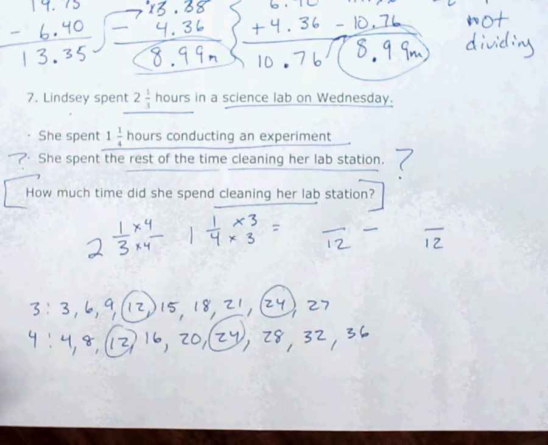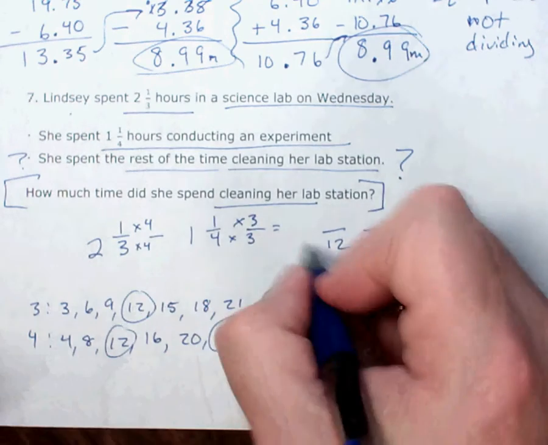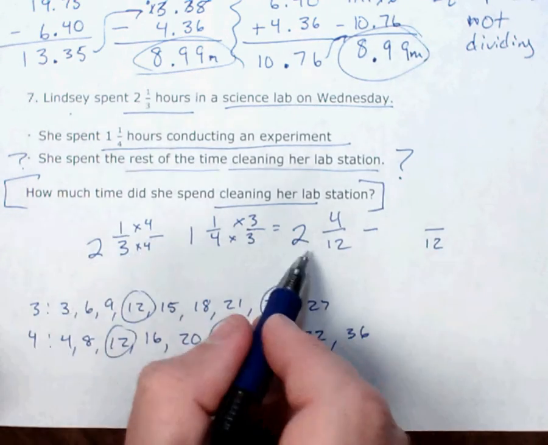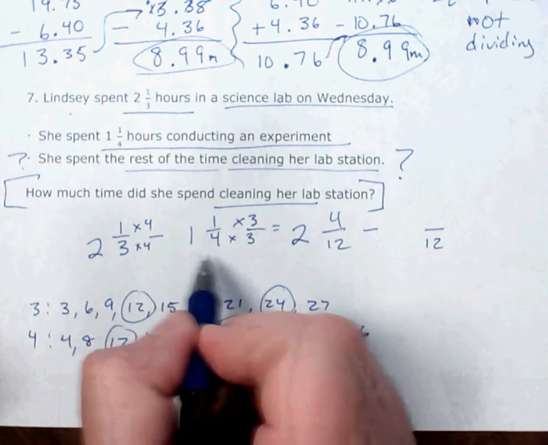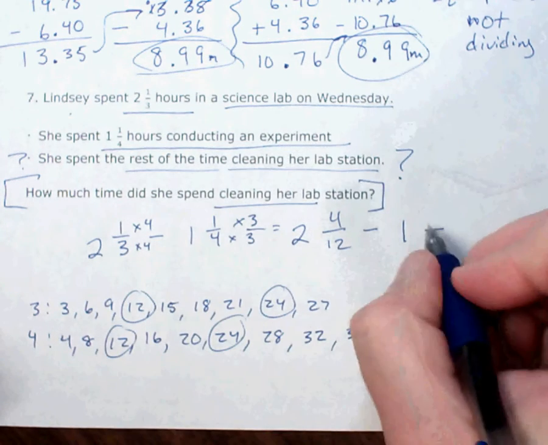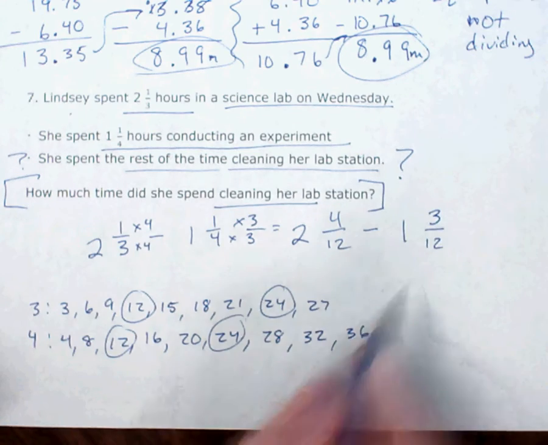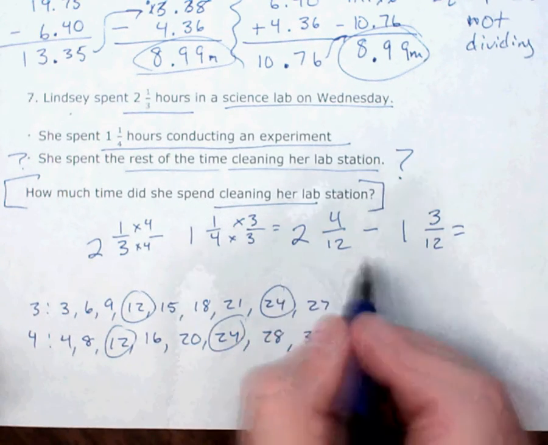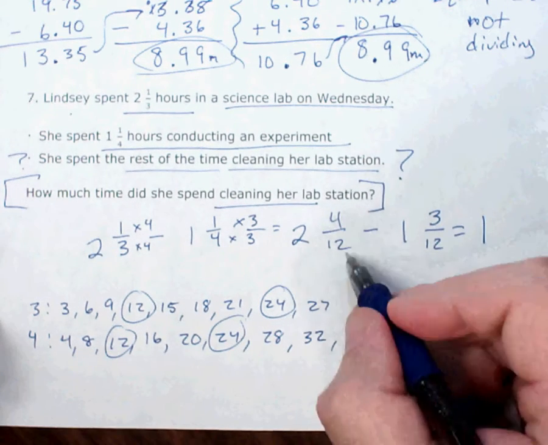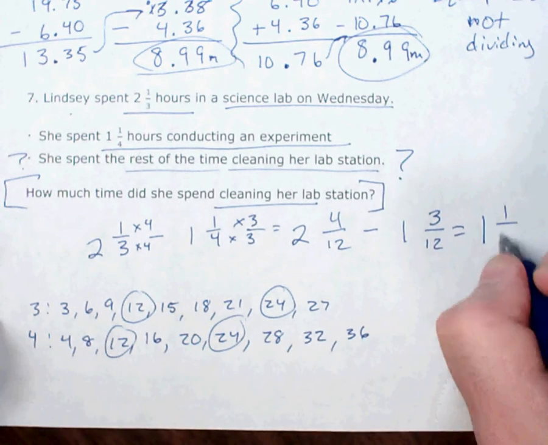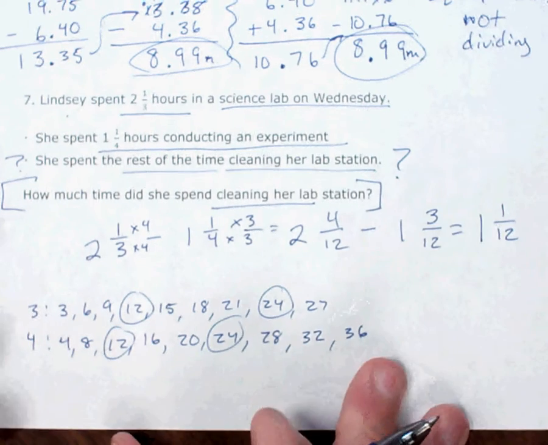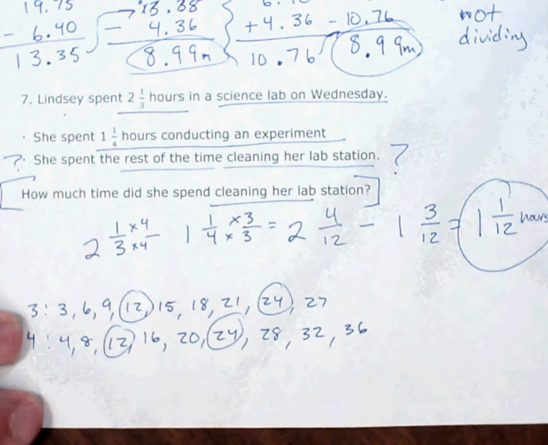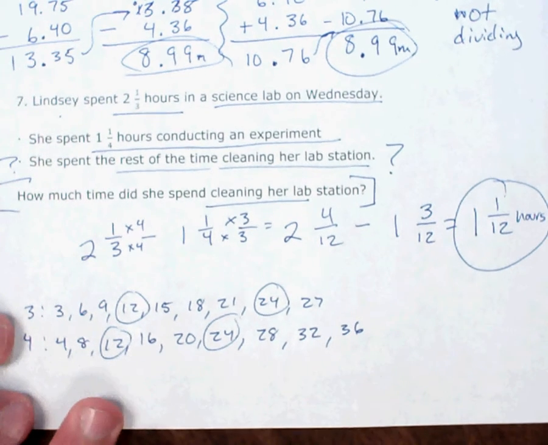All right. So my new problem is going to read 2 and 4/12. My 2 and 1/3 became 2 and 4/12, and 1 and 1/4 became 1 and 3/12. And then I just do my subtraction. I start with my whole number, so 2 minus 1 gives me 1. 4/12 minus 3/12 gives me 1/12. And so my answer is 1 and 1/12 hours is how long she spent cleaning.